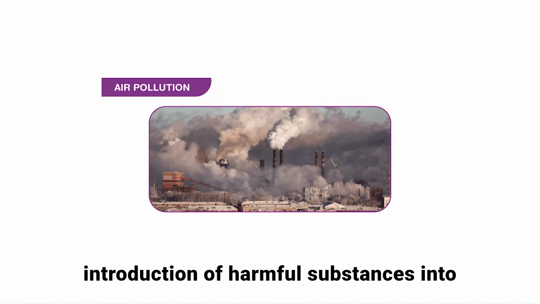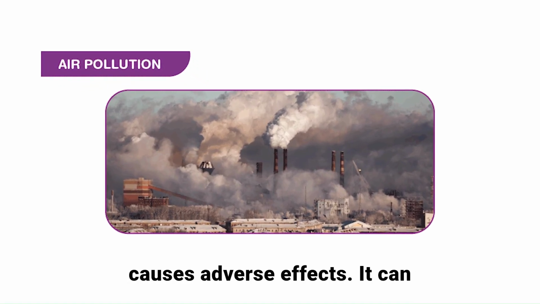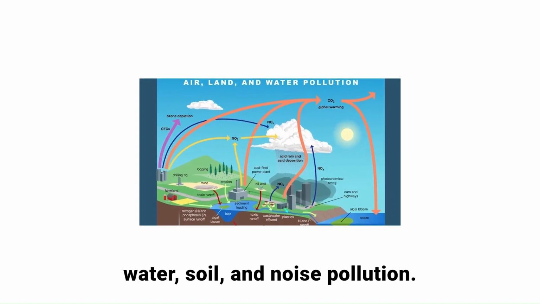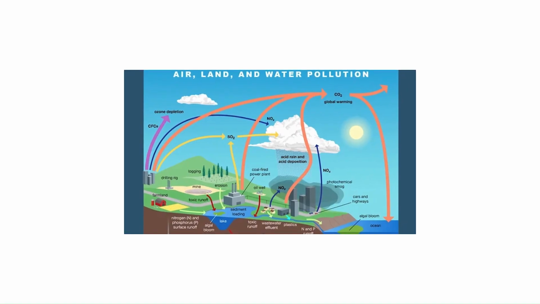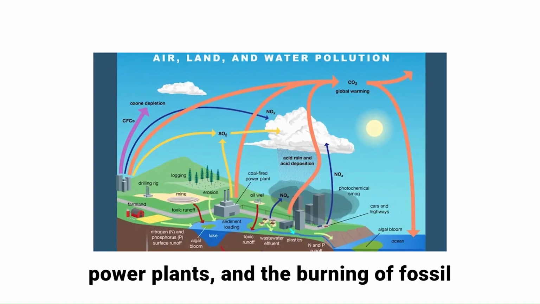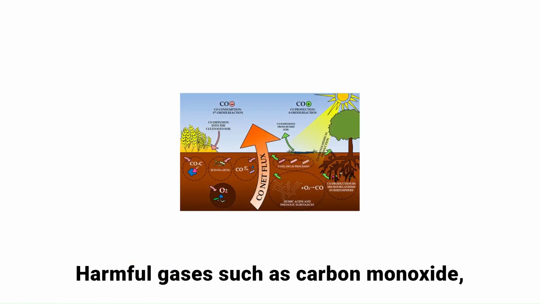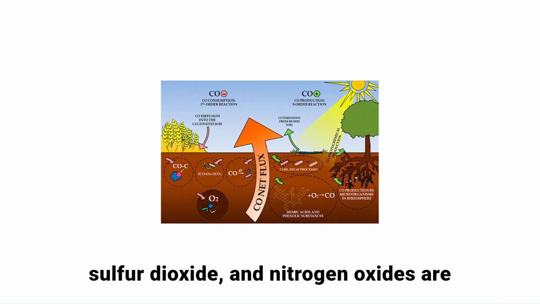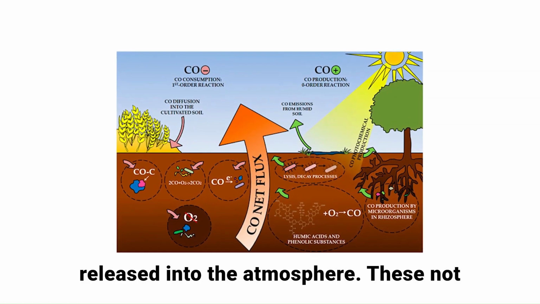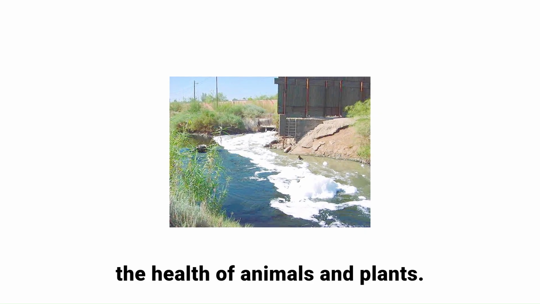Pollution is the introduction of harmful substances into the environment in such a way that it causes adverse effects. It can occur in different forms, including air, water, soil, and noise pollution. Air pollution is caused mainly by emissions from vehicles, industries, power plants, and the burning of fossil fuels like coal and petrol. Harmful gases such as carbon monoxide, sulfur dioxide, and nitrogen oxides are released into the atmosphere.